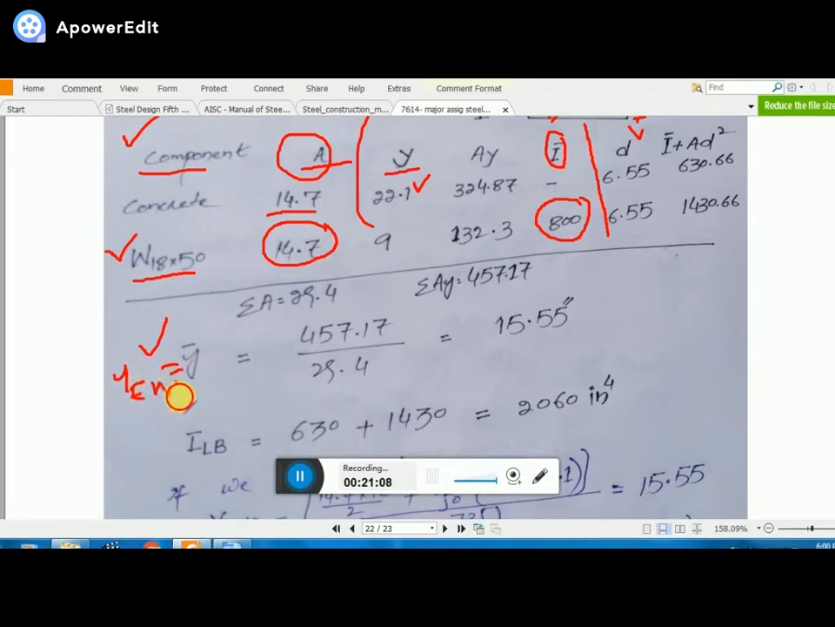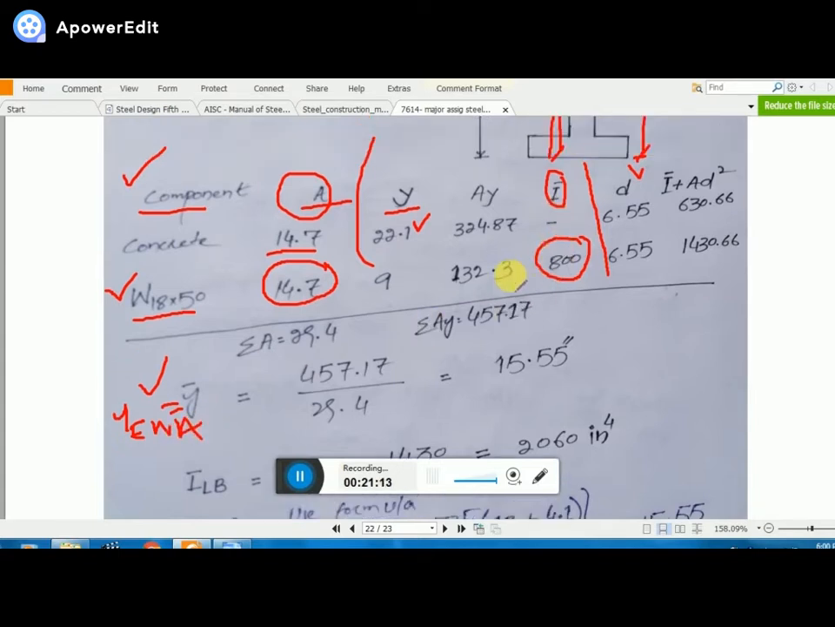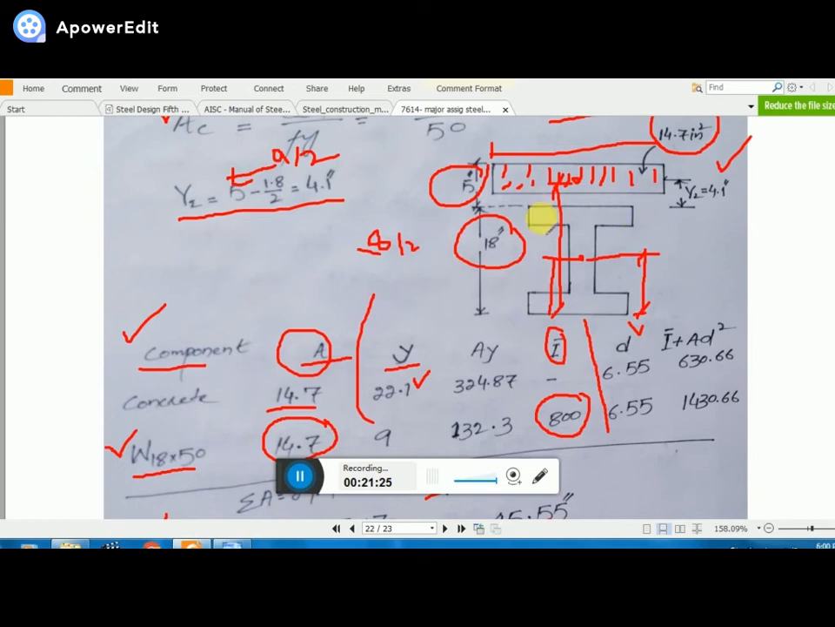Okay. So once you got this one, then you have to determine the total area and the total Ay. Divide this Ay by this one, okay, you got this one. Basically, this is the central location of this whole composite section. Clear?